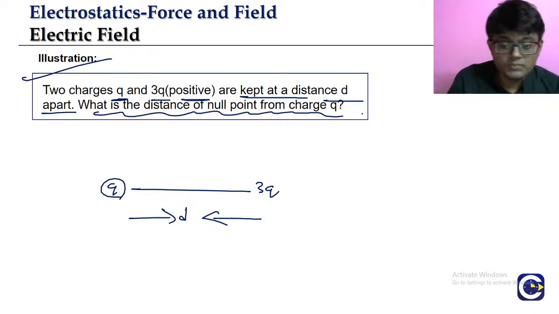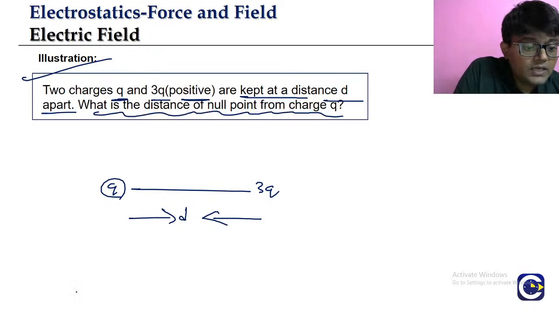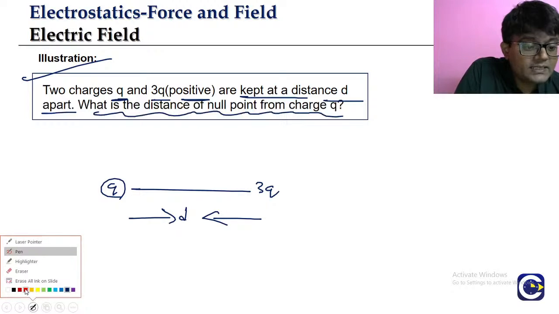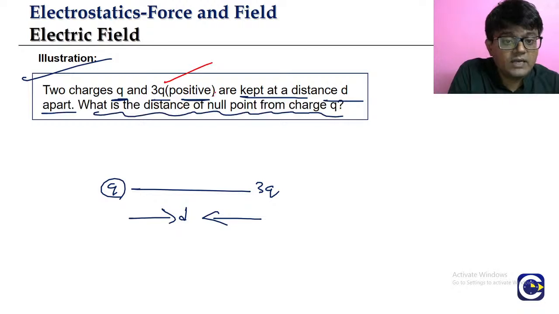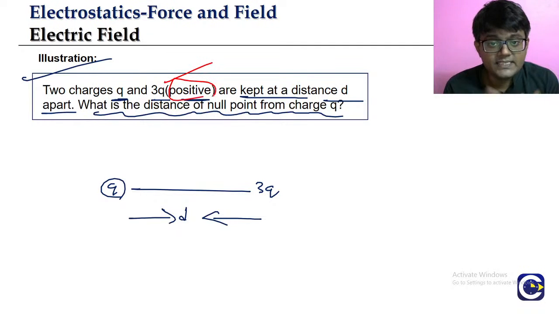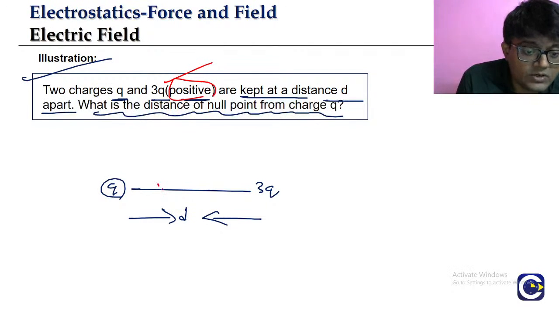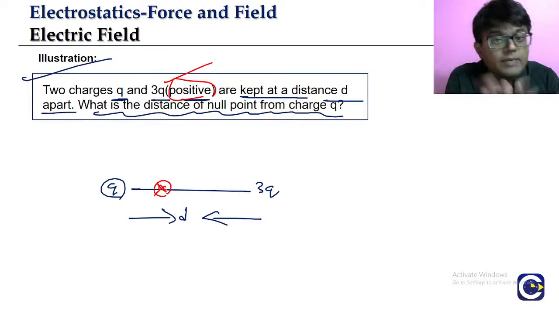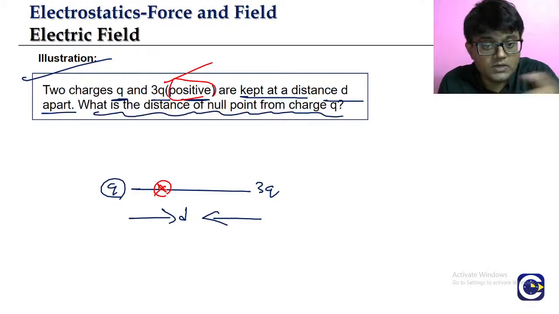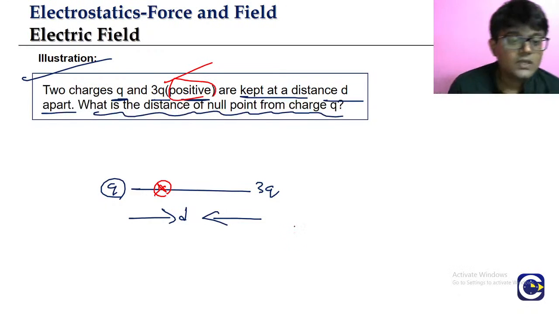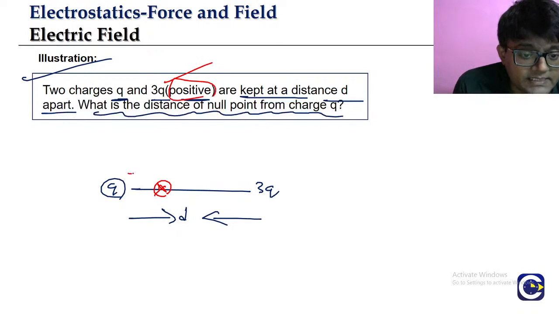So before beginning the problem, what are the two charges? Like charges, q and 3q, and on top of it both are positive. Like charges, where will the null point be? The null point is going to come in the region between the two charges. It need not be the midpoint, but it will be somewhere in between the two charges. Now we have to find the distance.